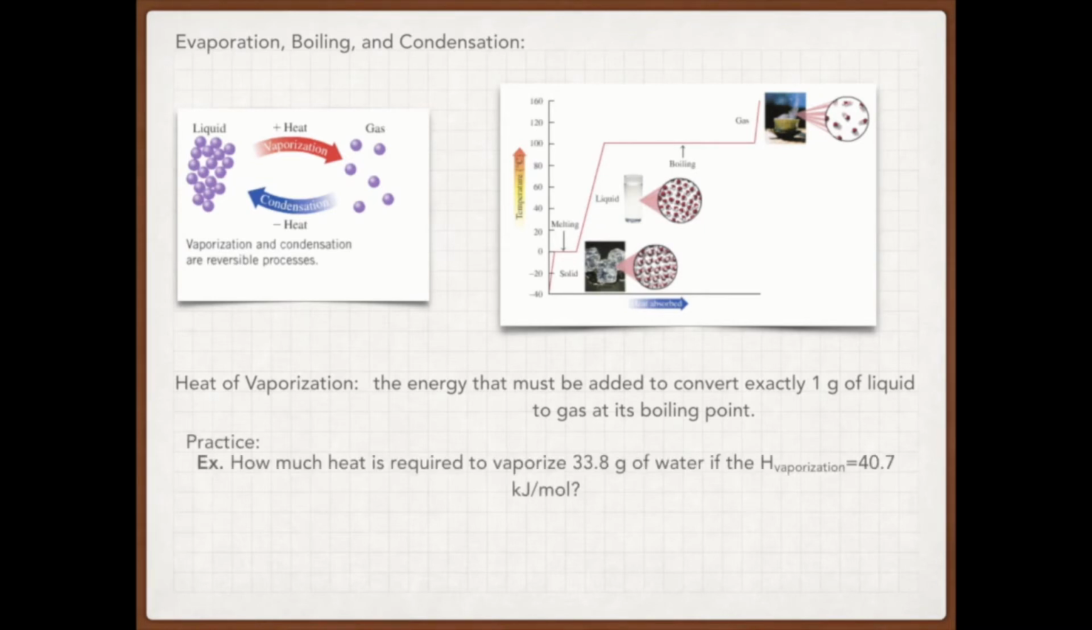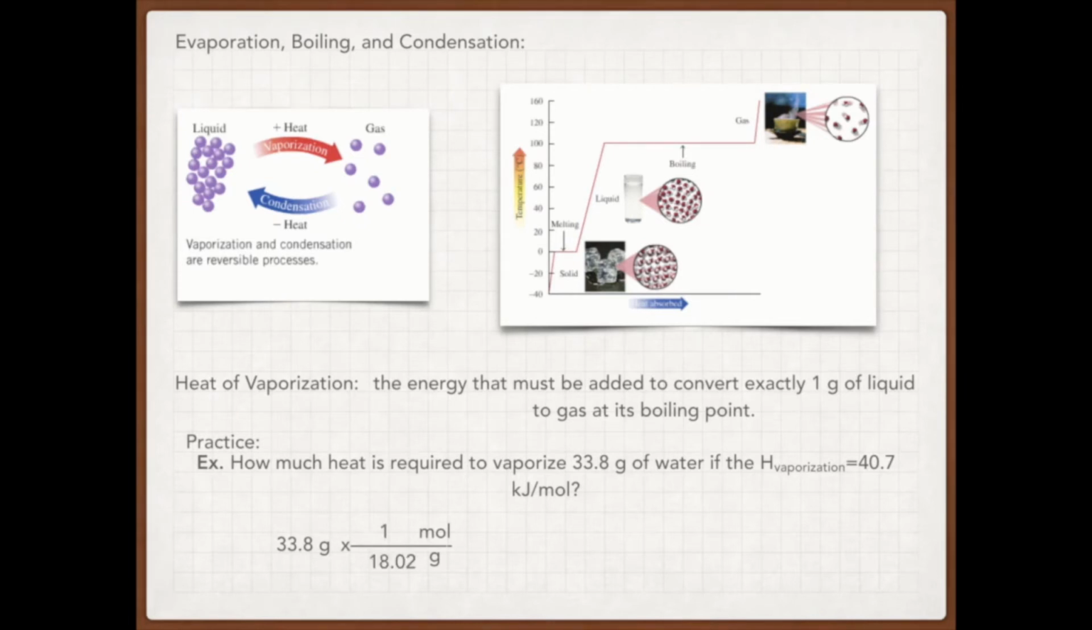So let's actually calculate the amount of heat that's needed to vaporize 33.8 grams of water. If I'm given 33.8 grams of water, you'll notice your heat of vaporization is actually in kilojoules per mole. So I've got to first convert these grams into moles. So I'm going to put grams on bottom, moles up top. I'm going to put the molar mass of water on bottom.